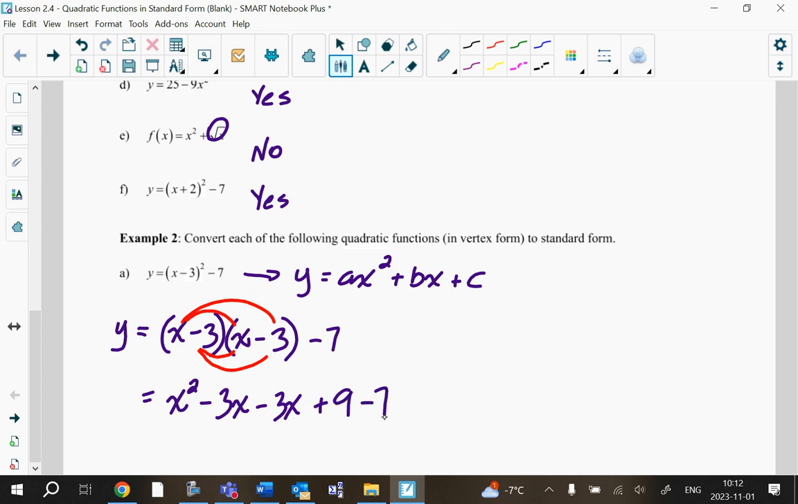So I've gotten rid of the parentheses. Now I just have to simplify it. So y equals, well, I've got an x squared. What can I do with the x's to make?